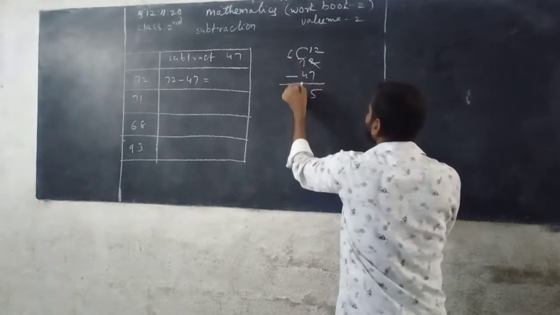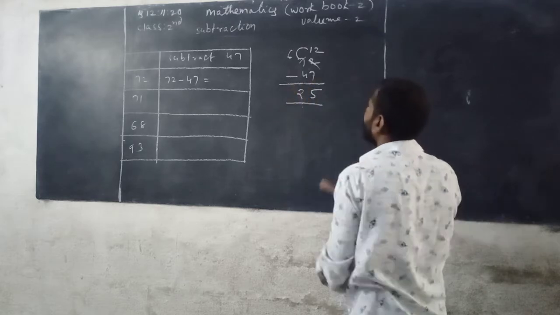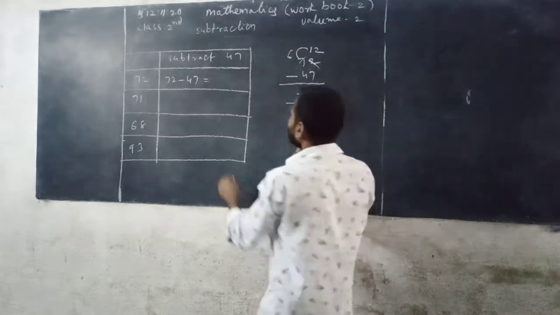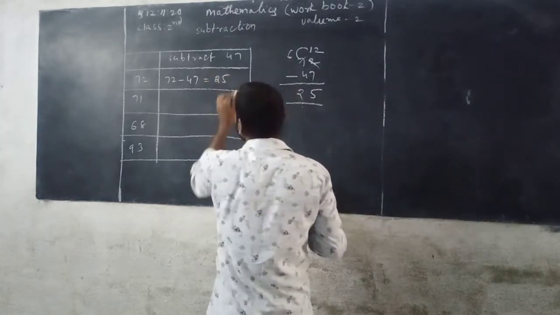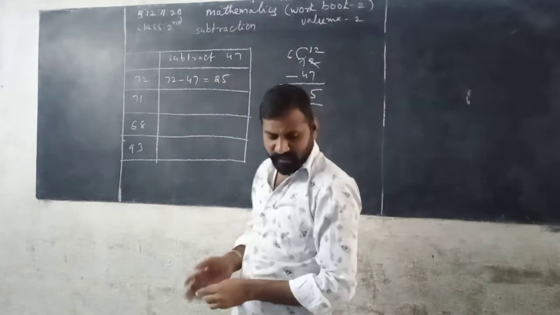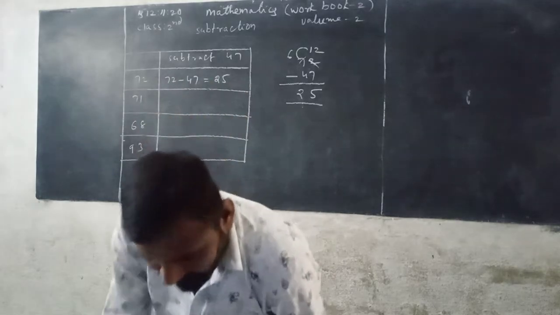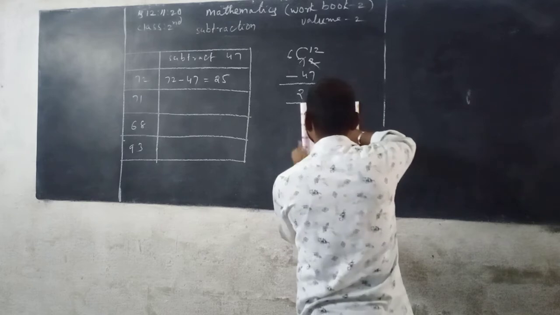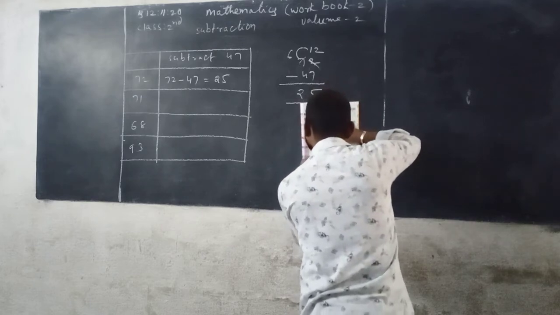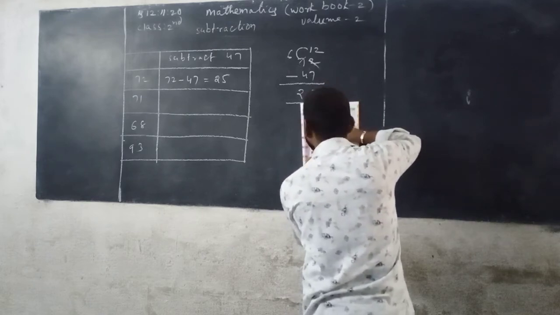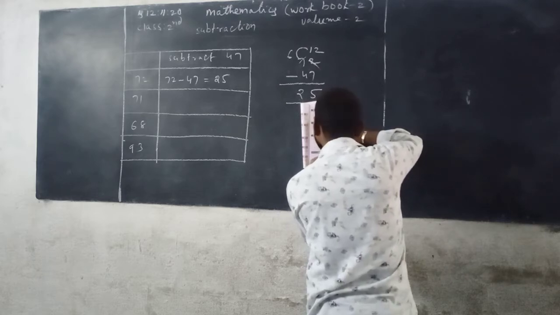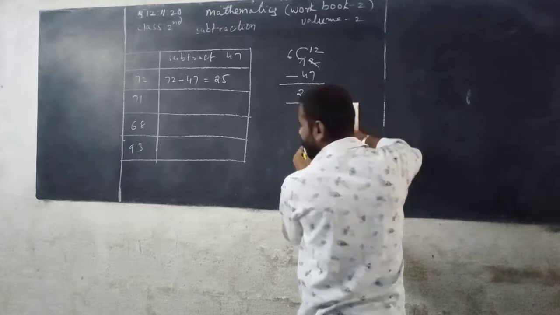So you can get 5. Again 6 minus 4, you can get 2. You can count 4 after to reach 6. 4 after 5, 6, 2. So 25, write down here. So 72 minus 47, you can get 25. Do rough work compulsory. 72 minus 47 is equal to 25.